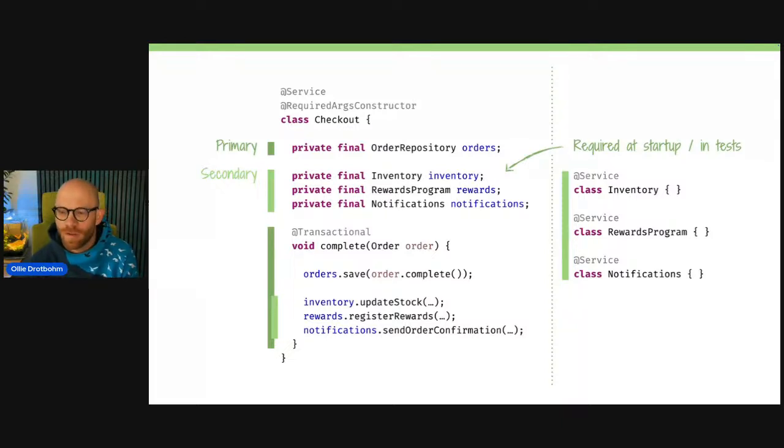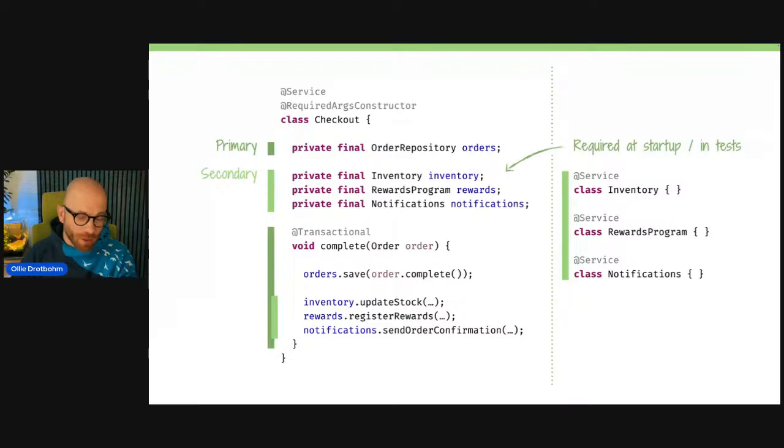From a structural point of view, it's interesting because it means that these other things need to exist, right? The inventory has to be present. We have to have a bean around of the inventory, either the actual production instance, or it needs to be a mock. And that particularly becomes an important detail when we talk about tests, and we're going to do that in a second.